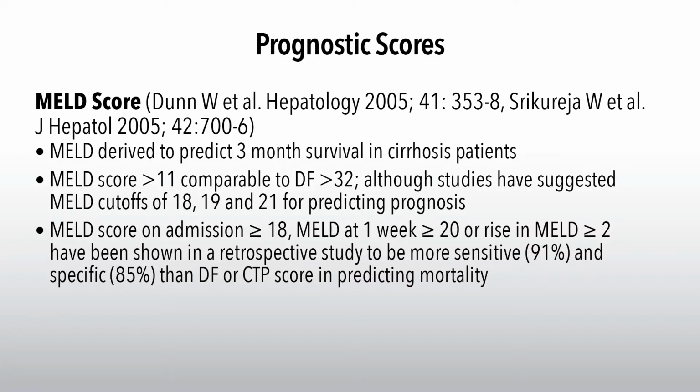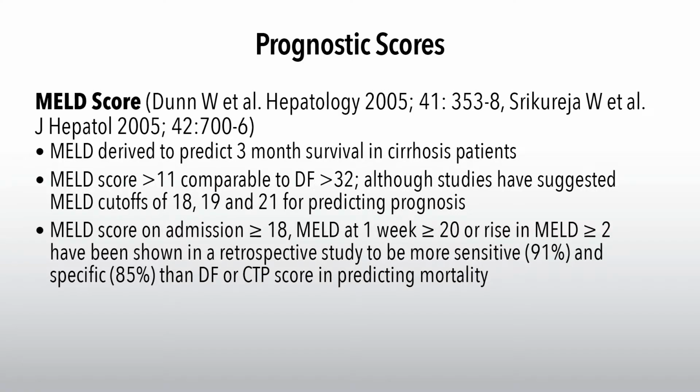The MELD score originally was used to stratify patients who should and shouldn't get a TIPS shunt. The MELD score was then expanded for organ allocation for liver transplantation. Now we can look at the MELD score in comparison to the DF score, and it looks like MELD cutoffs of 18, 19, or 21 are very, very useful for predicting high versus low mortality rates. And again, it's the MELD score on admission that's very important.